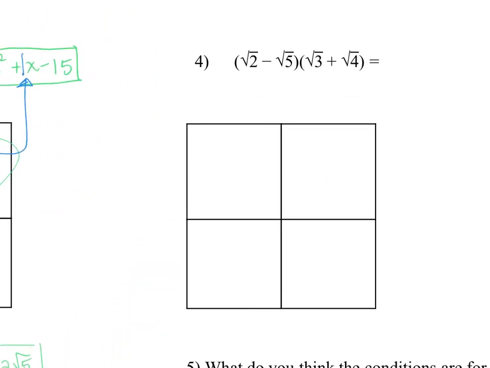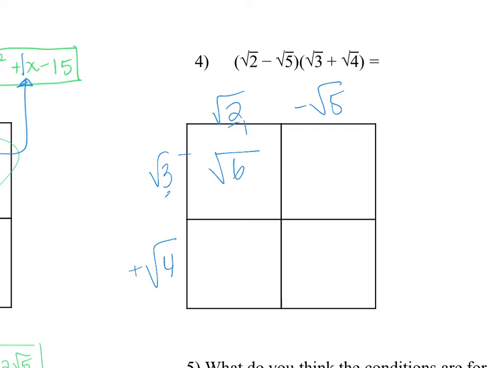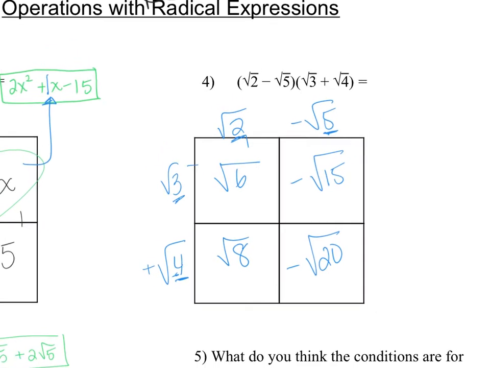On number 4, let's see how this works out. Square root of 2 minus the square root of 5, times the square root of 3 plus the square root of 4. So this right here will become a square root of 6 because 3 times 2. This 2 times the 4, that would be the square root of 8. 5 times 3, that will be a negative square root of 15. 4 times the 5, that's going to become negative square root of 20.